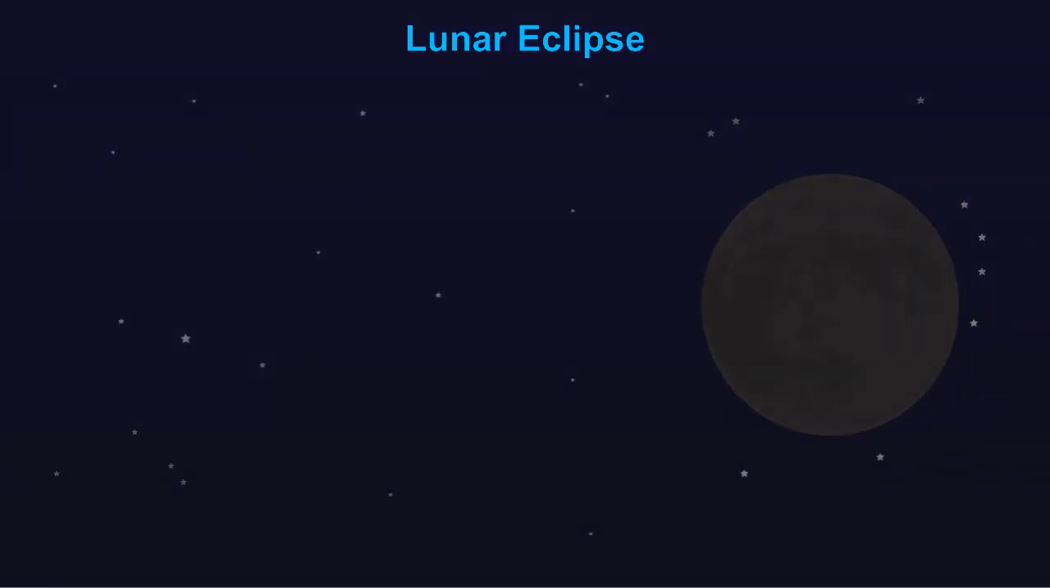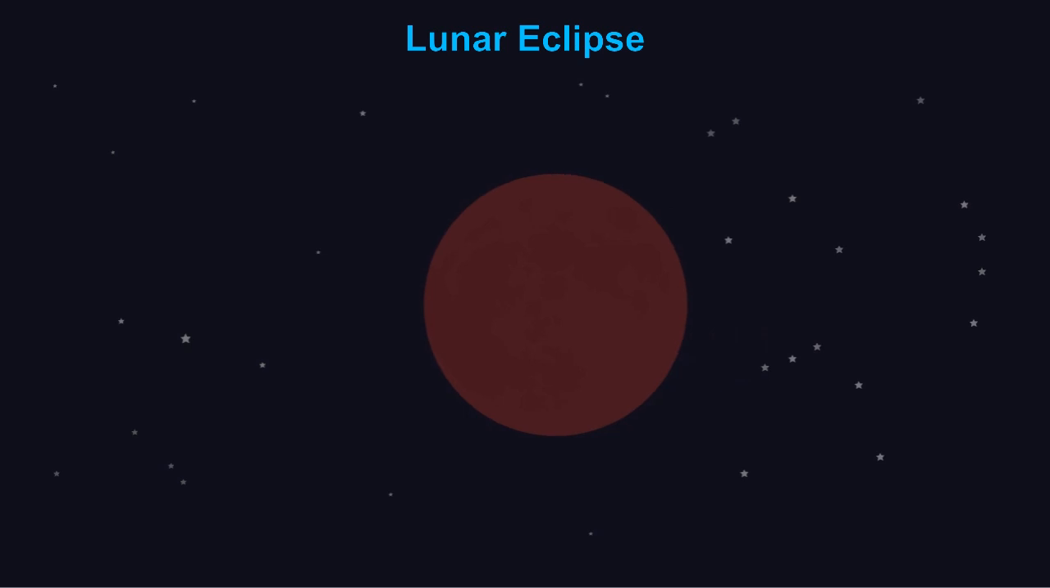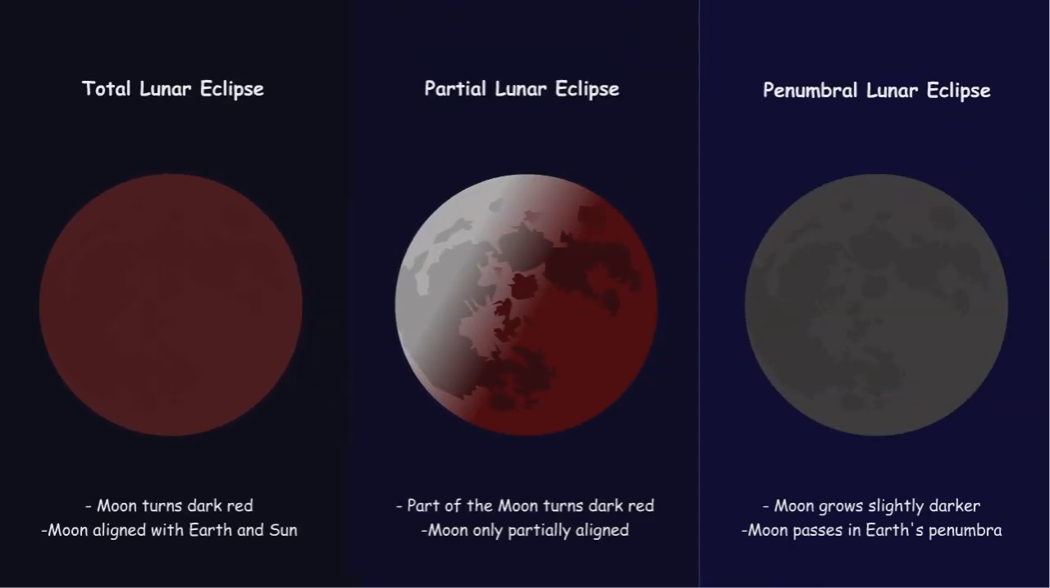There are three kinds of lunar eclipses as well. A total lunar eclipse happens when the moon is in the umbra and turns red, earning the nickname blood moon. A partial lunar eclipse happens when part of the moon is covered by Earth's umbra, whereas a penumbral lunar eclipse happens when the moon only passes in Earth's penumbra.